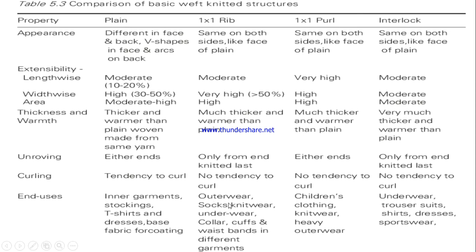Rib fabrics are used for outerwear, socks, knitwear, underwear, collars, cuffs, and waistbands in different garments where high widthwise extensibility is required. Purl fabrics are used for children's clothing, knitwear, heavy outerwear. So basically for children and infant wear, these purl fabrics are popular. Interlock fabrics are popular for making underwear, trouser suits, shirts, dresses, sportswear, etc.